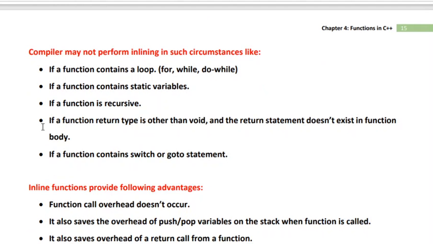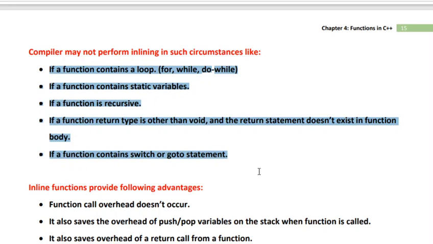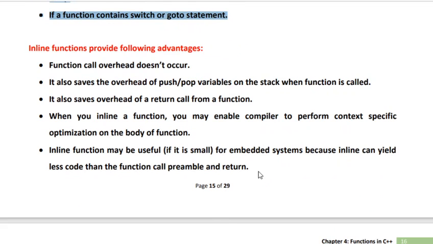But there are certain limitations of inline functions. The first limitation is that a function cannot be inline if it contains a loop. The second is that if a function contains static variables, we cannot make it inline. If a function is recursive in nature, we cannot make it inline. If a function returns anything other than void and the return type is not specified in the function body, we cannot make it inline. If a function contains a switch or goto statement, we cannot make it inline. So these are the criteria. If they are not satisfied, we cannot make a function inline.